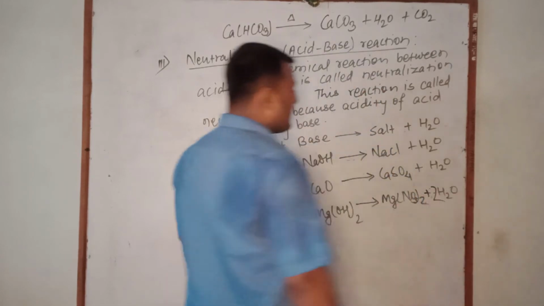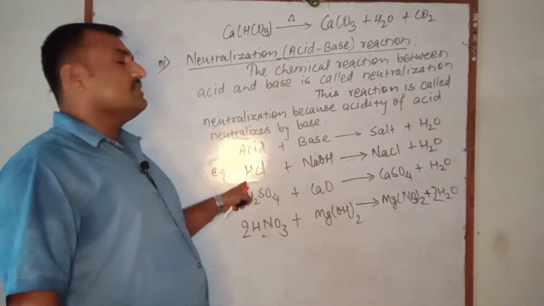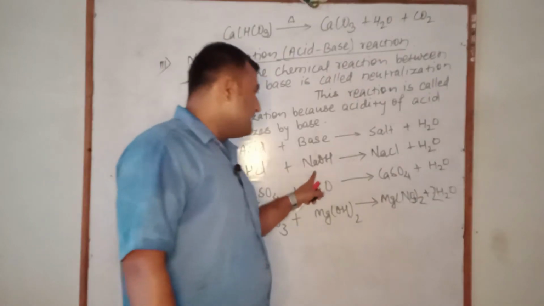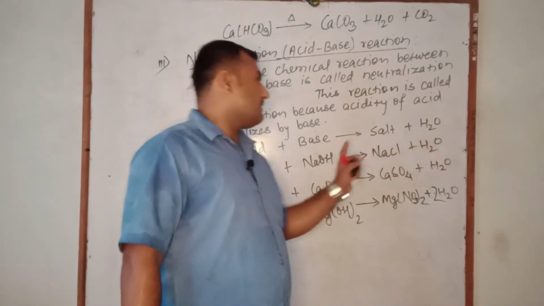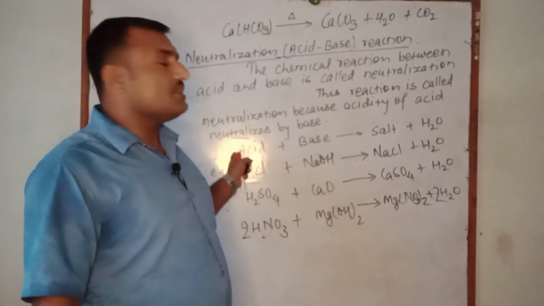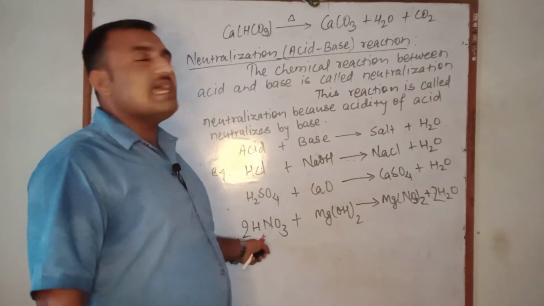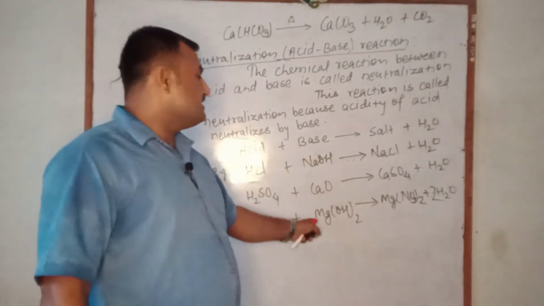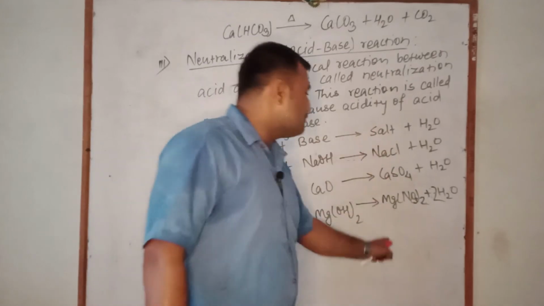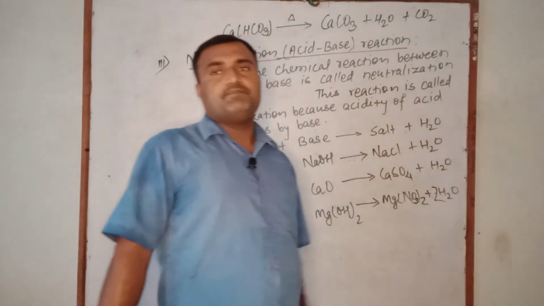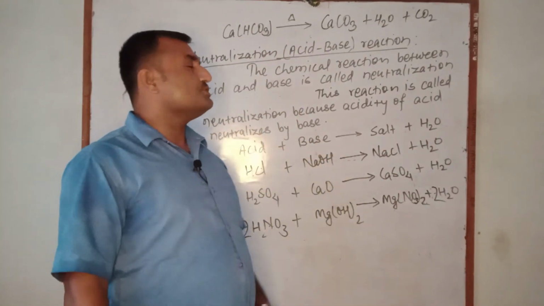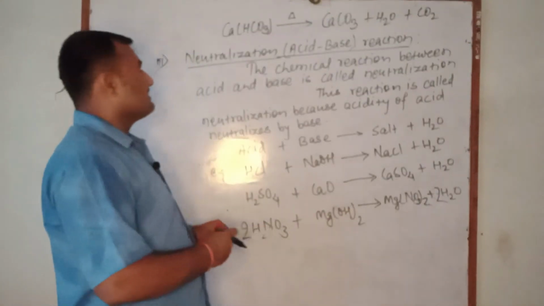This type of chemical reaction, in which an acid reacts with a base to give salt and water, is called neutralization. Why? Because the acidity of the acid is neutralized by the base, giving the neutral compounds salt and water. That reaction is known as a neutralization reaction.